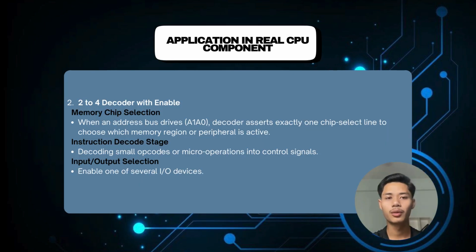Applications in real CPU components. 2 to 4 decoder with enable: memory chip selection. When an address bus drives A1, A0, the decoder selects exactly one chip select line to choose which memory region or peripheral is active. Instruction decode stage: decoding a small opcode or micro-operation into control signals. Output selection: enable one of several input-output devices.